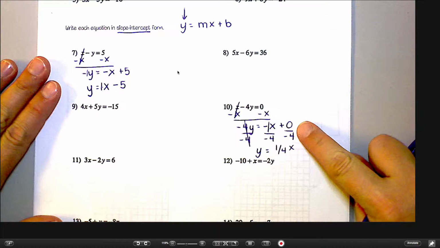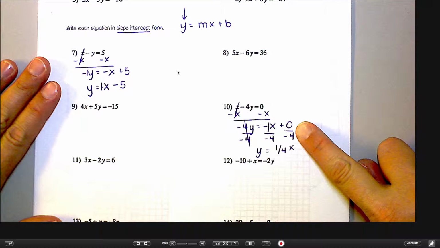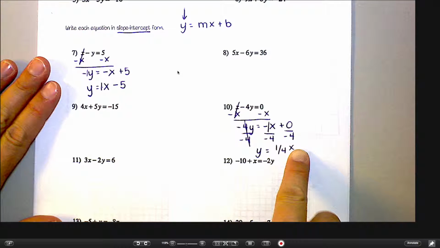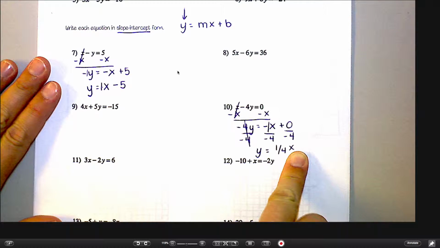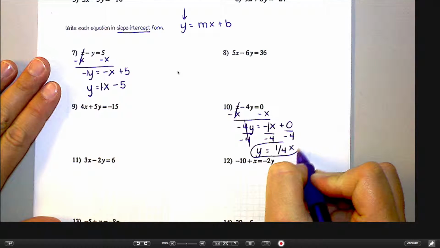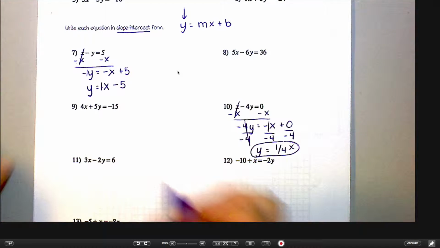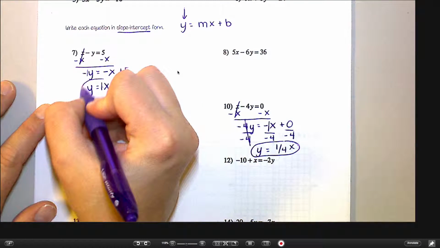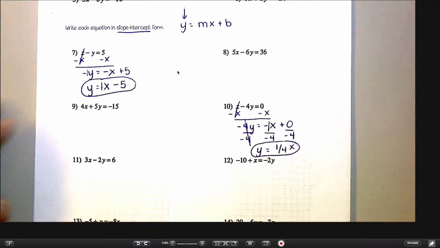And then what does this equal? 0, just 0. So do I really need to write the 0? No. If you really wanted to, you could write it as 1/4 x plus 0, but I'm okay with you just leaving it like this. So in this whole section, your whole goal is just to rearrange the equation to get y by itself. You good on that?